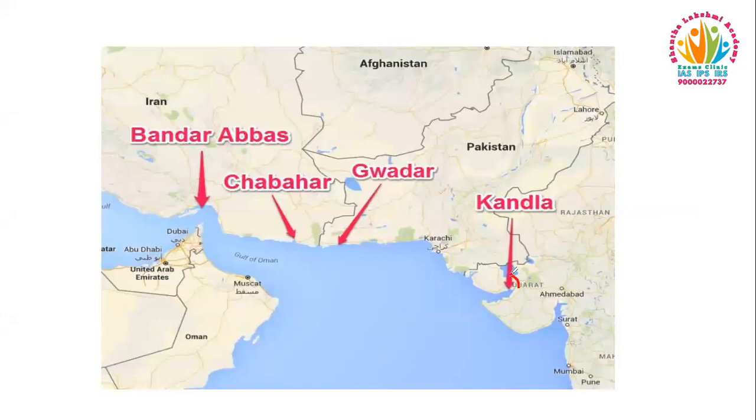Here we have Kandla Port, at the Gulf of Kutch in Gujarat. Then we have Gwadar Port in Pakistan. Then Chabahar Port in the southeastern region of Iran. Then we have Bandar Abbas, which is located on the Strait of Hormuz, Iran. This Strait of Hormuz is a connecting link between the Persian Gulf and the Gulf of Oman. So if we have to arrange these ports from east to west, first we have Kandla Port, then Gwadar, Chabahar Port, Bandar Abbas Port.